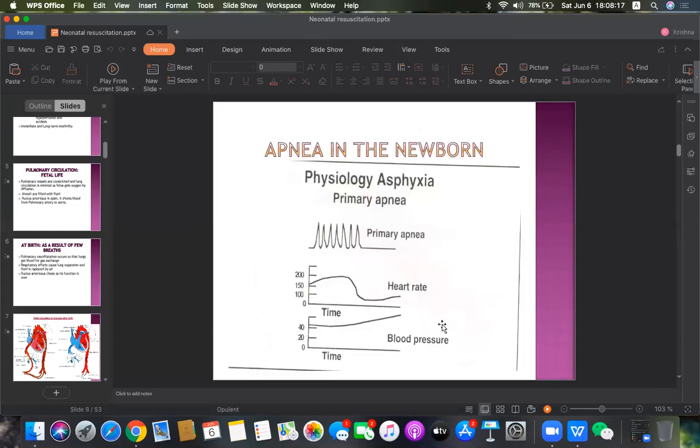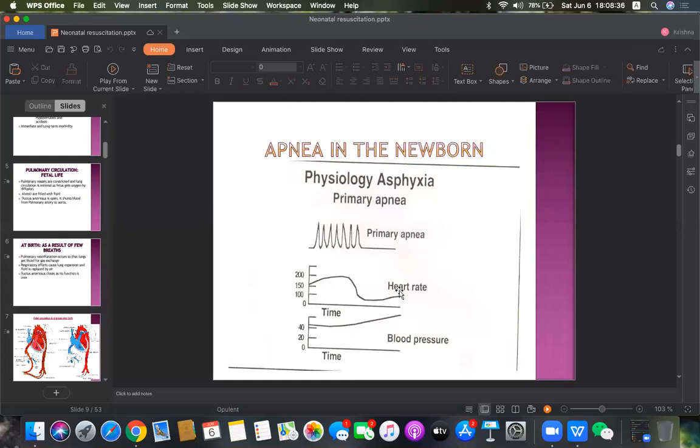Now look at this picture. This is a highly informative one. This is the primary apnea, and later on I'll talk about secondary apnea. What is the difference? Now look here. The baby is breathing very nicely here. Suddenly the baby stopped breathing. Okay, so this is primary apnea.